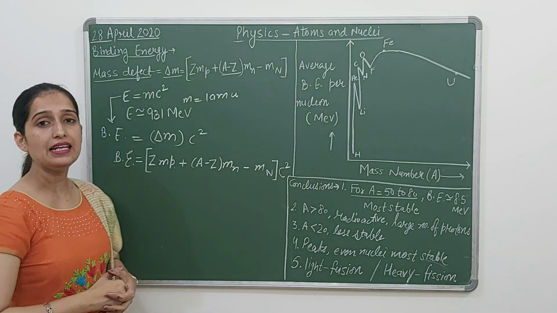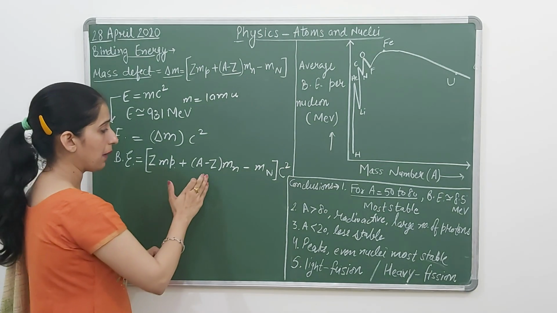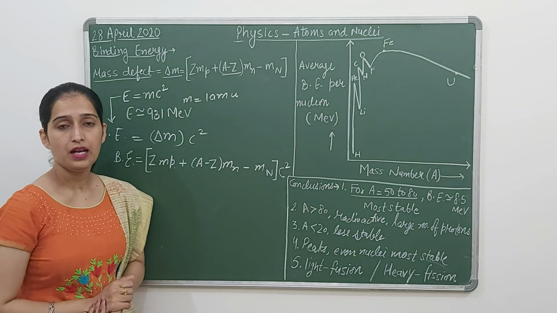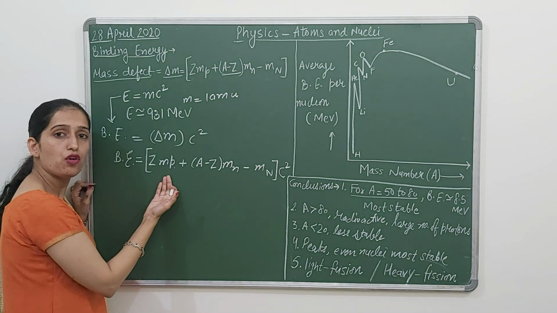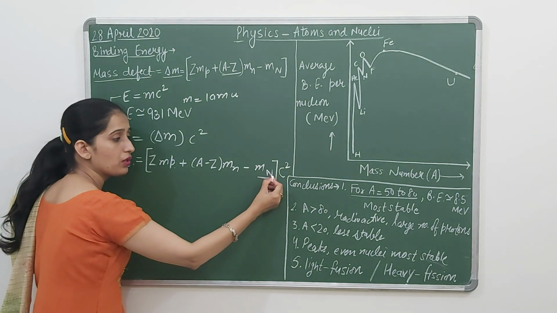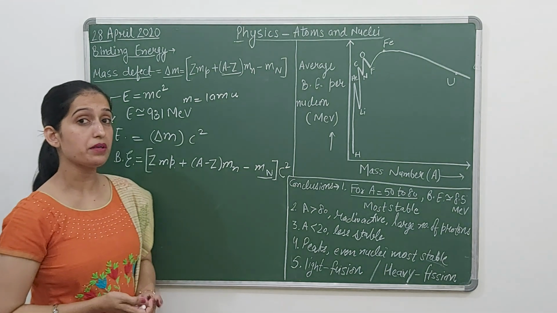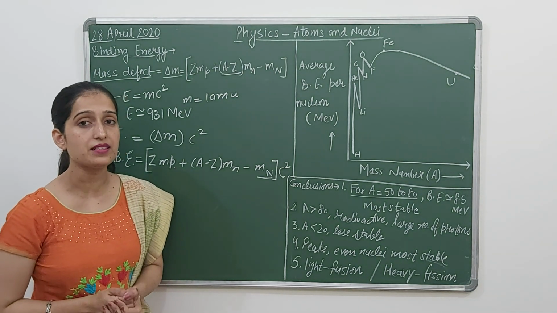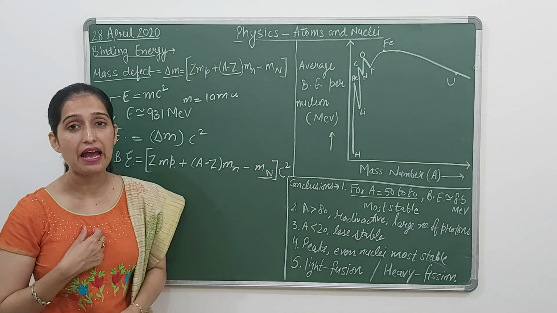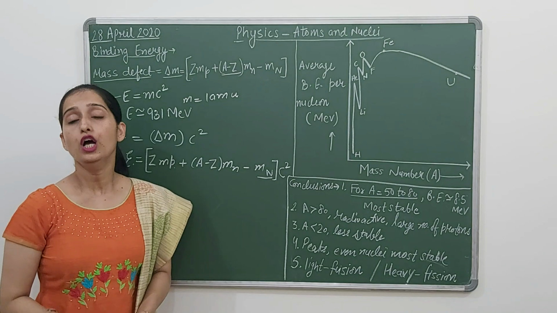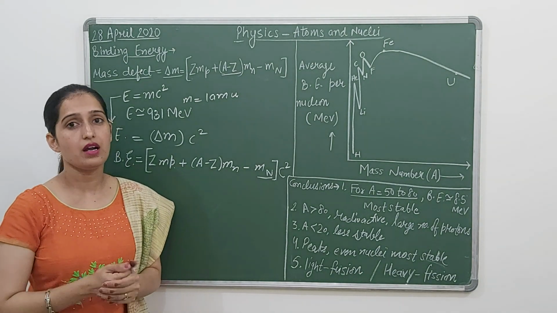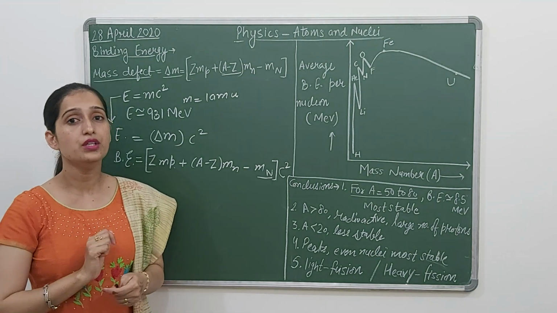But for practical life, we cannot apply this formula. Why? We can calculate the mass of all protons, we can calculate the mass of neutrons. This is the mass of the nucleus. We cannot measure the mass of the nucleus, because whenever we are measuring the mass, we have an atom with us, not the bare nucleus, because electrons are also revolving around the nucleus.